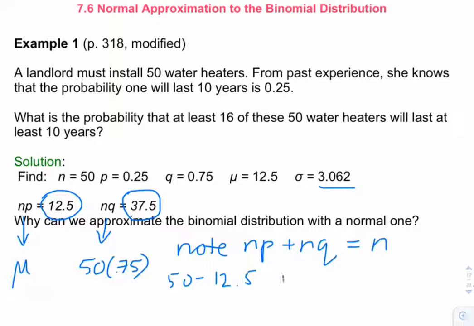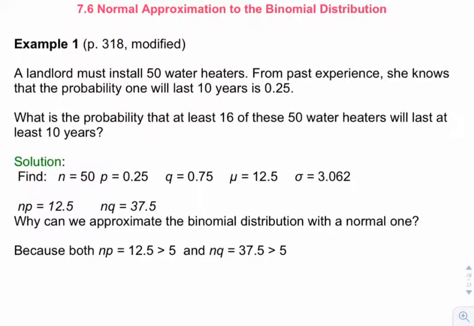Let's see why, because if I factored out the N, I'd have P plus Q. But remember, P plus Q is 1. Those are probabilities of complementary events. So N times 1 is N. In any case, we found NP is 12.5, NQ is 37.5. So the question is, why can we approximate the binomial distribution with a normal distribution? Because both of those products, NP and NQ, are bigger than 5. So this technique is going to be applicable in this situation.